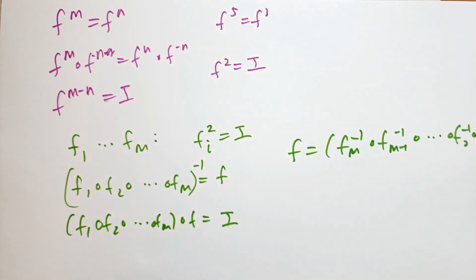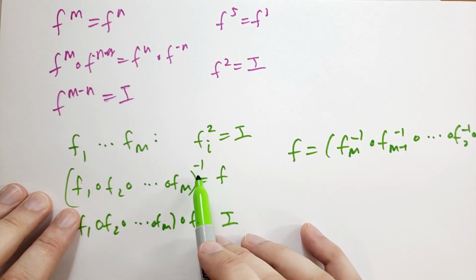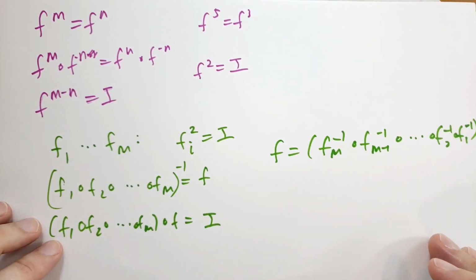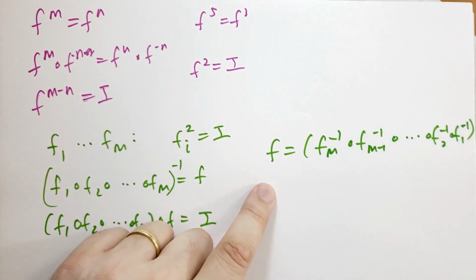So when we take the inverse of a series of functions that are applied to themselves, we need to reverse the order of the inverses of those functions. That is a procedure that we're going to be using heavily in the next section.